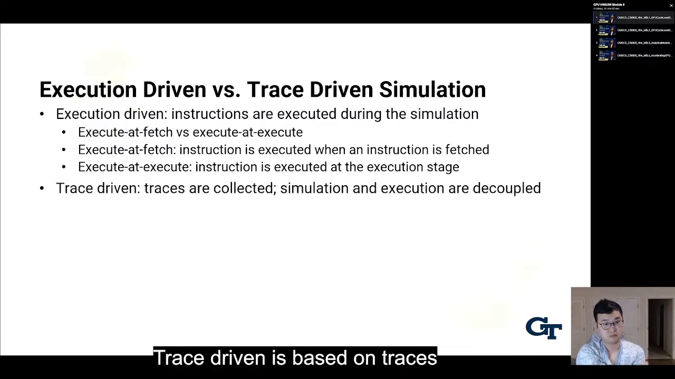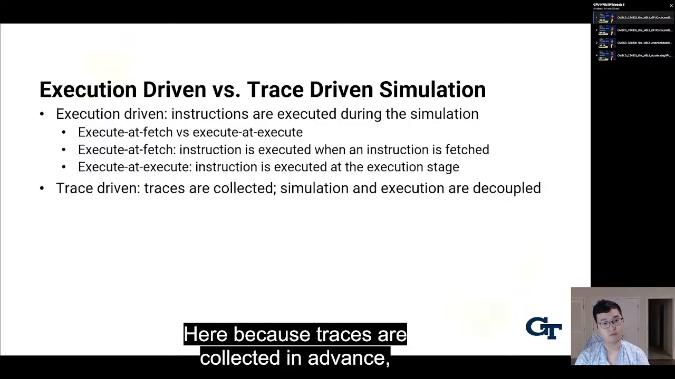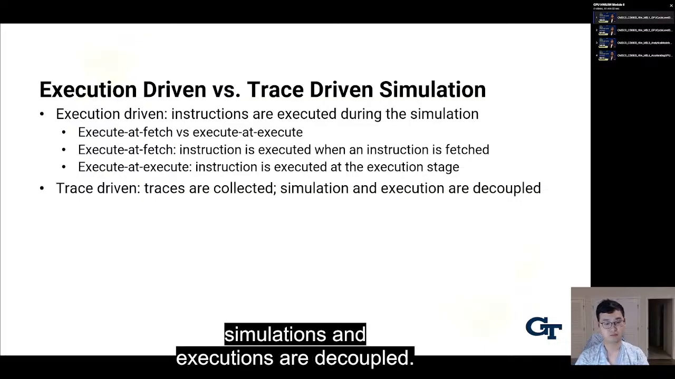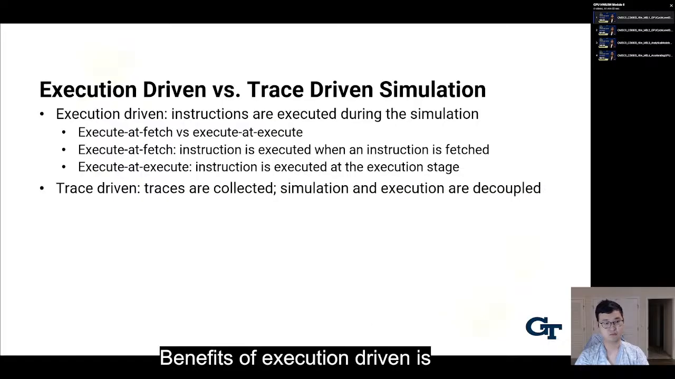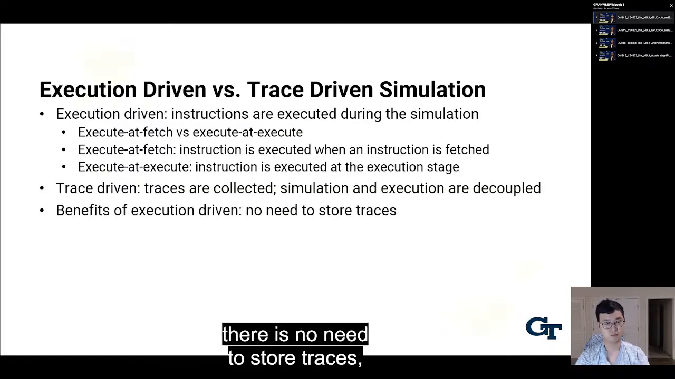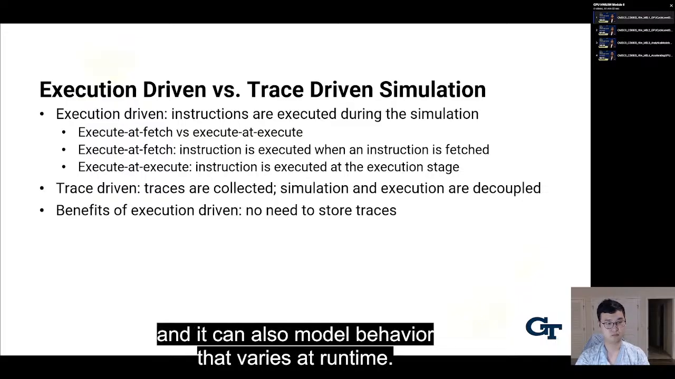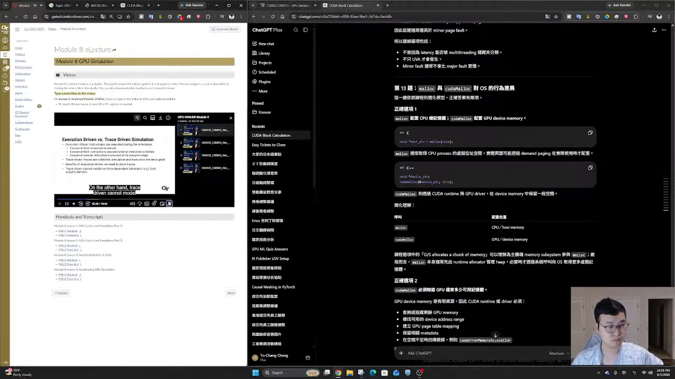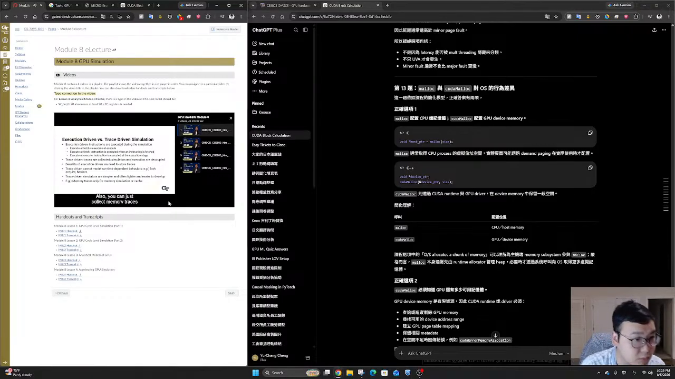Trace-driven is based on traces, and here, because traces are collected in advance, simulations and executions are decoupled. Benefits of execution-driven is there's no need to store traces, and it can also model behavior that varies at runtime. On the other hand, trace-driven cannot model runtime-dependent behavior, such as lock acquire and barriers. In general, trace-driven simulators are simpler and often lighter, so it's easier to develop. Also, you can just collect memory traces only for memory simulations or cache simulations.